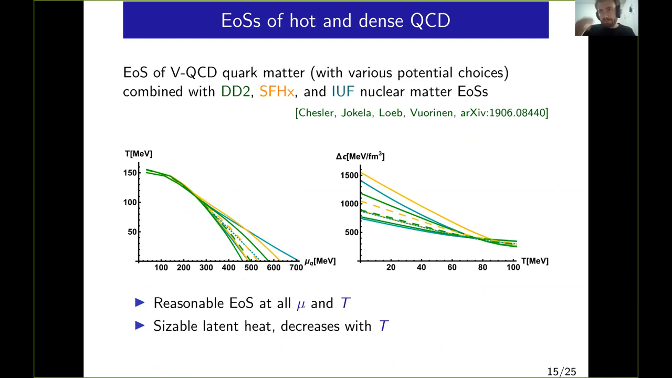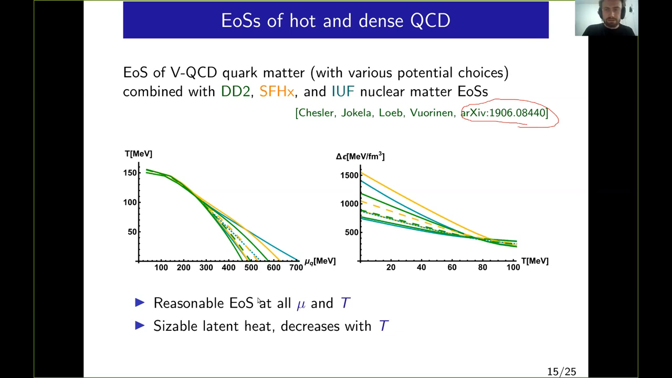And in this paper, these temperature dependent equations of state, with various choices of parameters in the holographic model, were combined with the few nuclear matter models which are available on the market, which include temperature dependence. By combining the holographic prediction with nuclear matter models, you could construct a reasonable equation of state at all chemical potentials and temperatures in the relevant region for neutron star mergers.